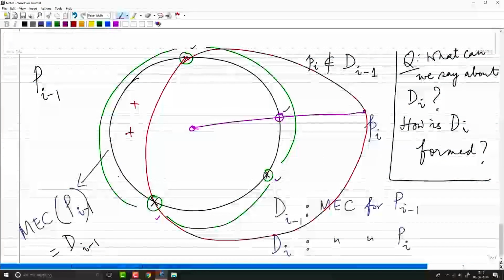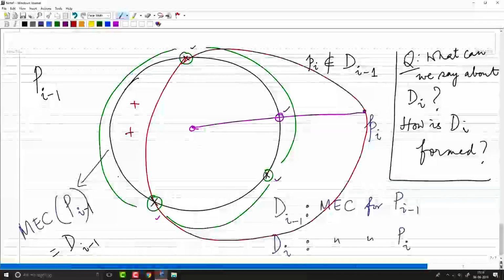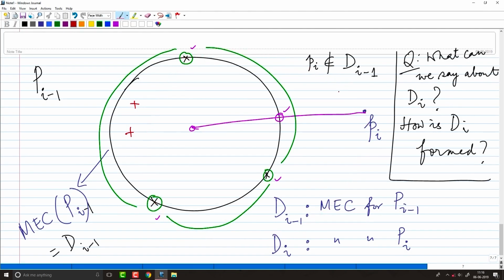Come on, give me some idea. Antipodal pairs of what and what? Because it ensures that all points are inside that circle. Then what is the guarantee that it's minimum? You have to ensure that minimum thing, no?